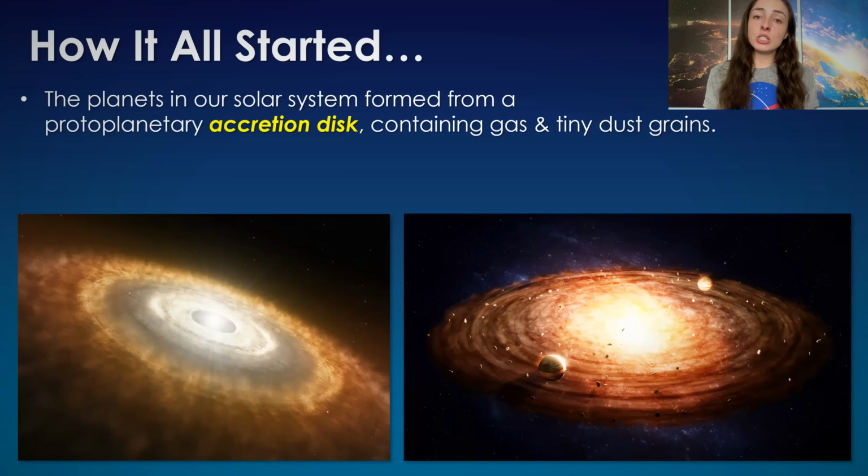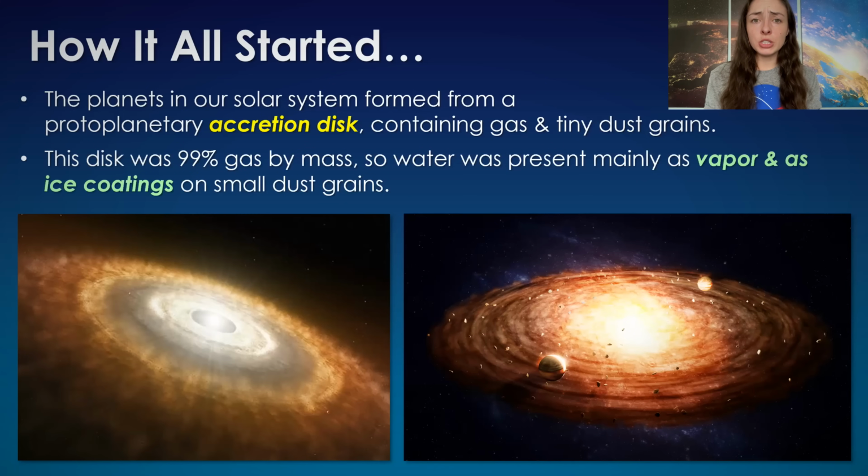And this accretion disk contained a lot of really tiny particles, but mostly gas. The disk originally was 99% gas by mass. So water was mainly present as water vapor, and in some cases ice coatings on tiny dust grains.